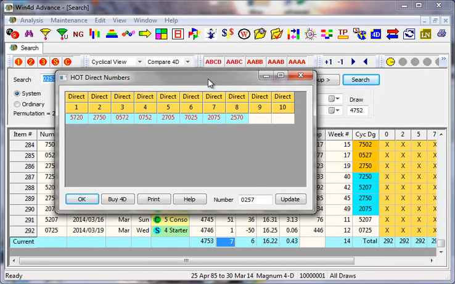Do bear in mind that the 4D game is a game of probability. So if it appears in this coming draw, congratulations. If not, do not get disappointed. Continue to search for the hot direct numbers immediately after you update the results. But always remember, you must be on version 3.2.2.